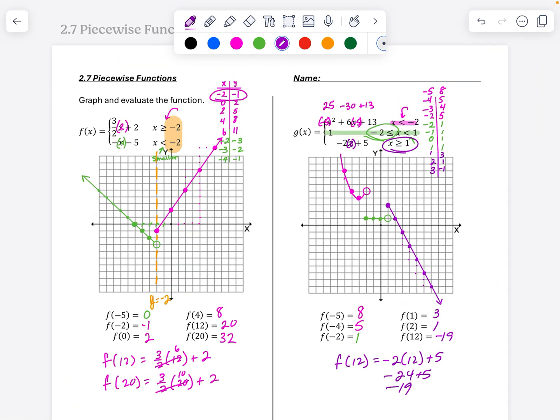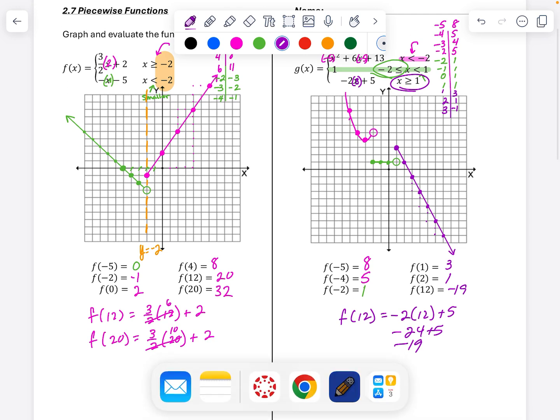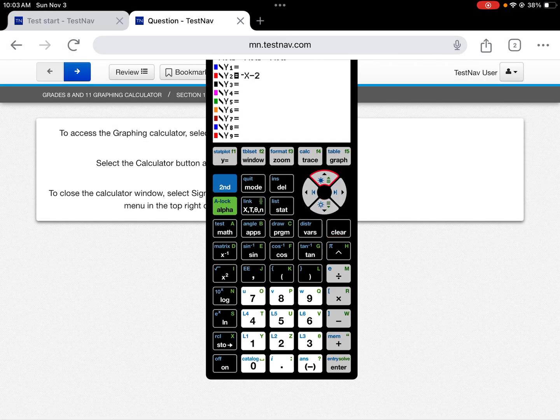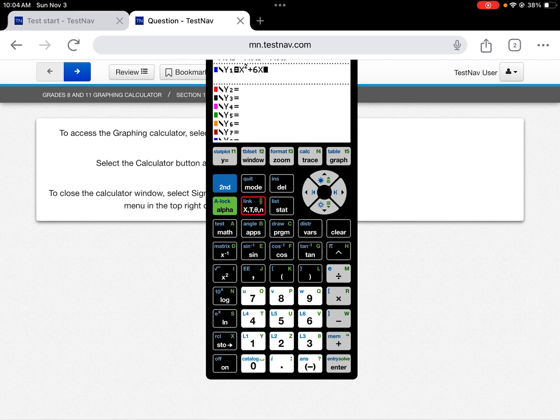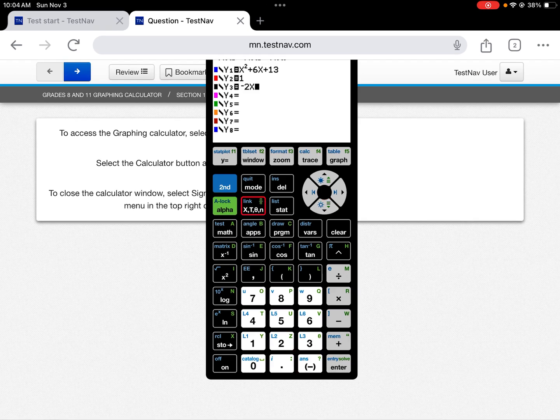And of course, if I don't want to do all that work, I can go and put it on my calculator. x squared plus 6x plus 13. So let me go get my calculator. Whoops, that's not what I wanted. This is what I wanted. So if I go to my calculator, I can put in what I want. Oh my goodness, things are not cooperating. My first equation was x squared plus 6x plus 13. The next piece was 1. The next piece was -2x plus 5. And if I hit graph, there are all three of the graphs.